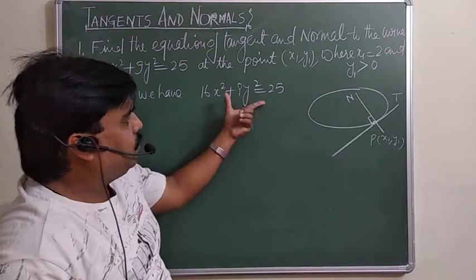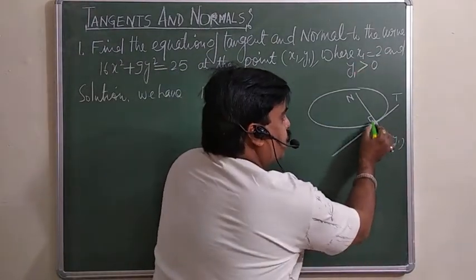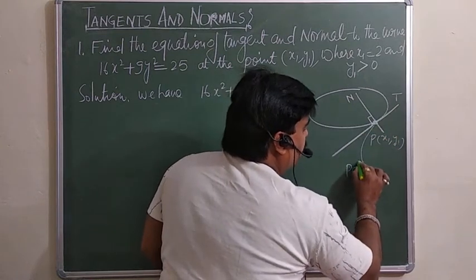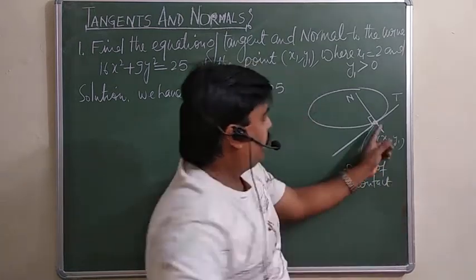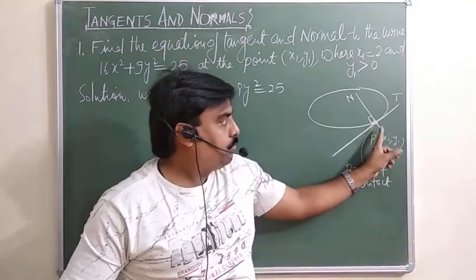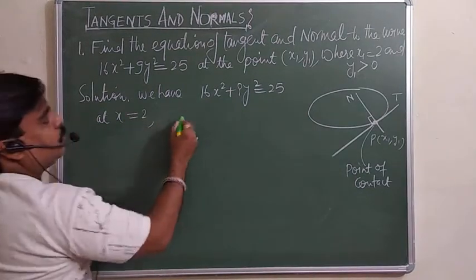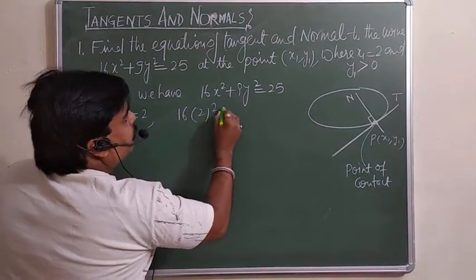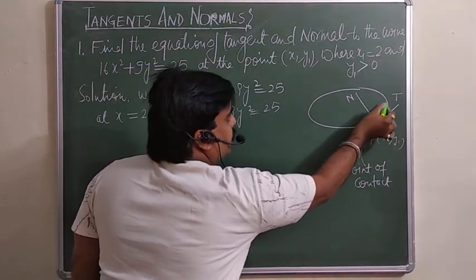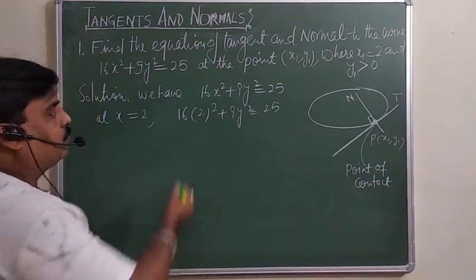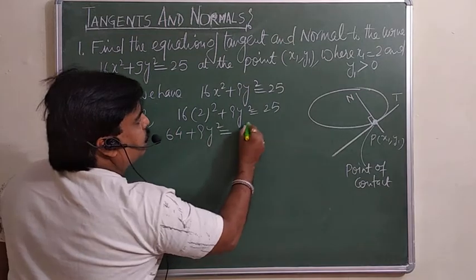So this is the equation of the curve given. x1 is given as 2. So first of all you are supposed to find the point of contact. You have to find the coordinates of the point of contact. पहले क्या करना है? First of all you have to find the coordinates of the point of contact. So at x is equal to 2, you have to put 16 times 2 square plus 9y square is equal to 25, because the coordinates of this point will satisfy the equation of this ellipse. So this is 64 plus 9y square is equal to 25.